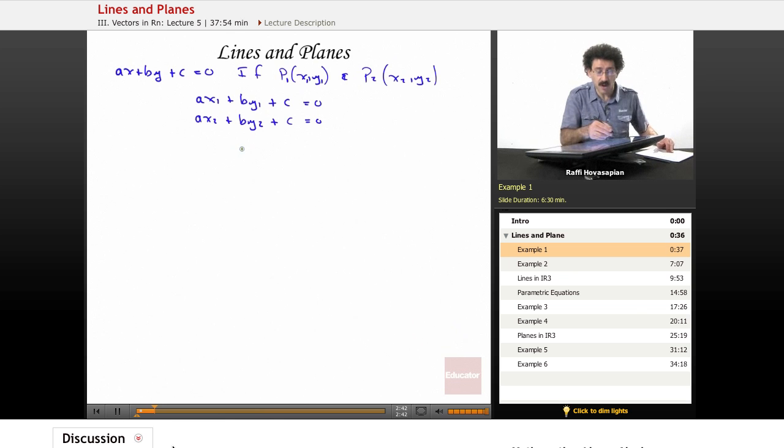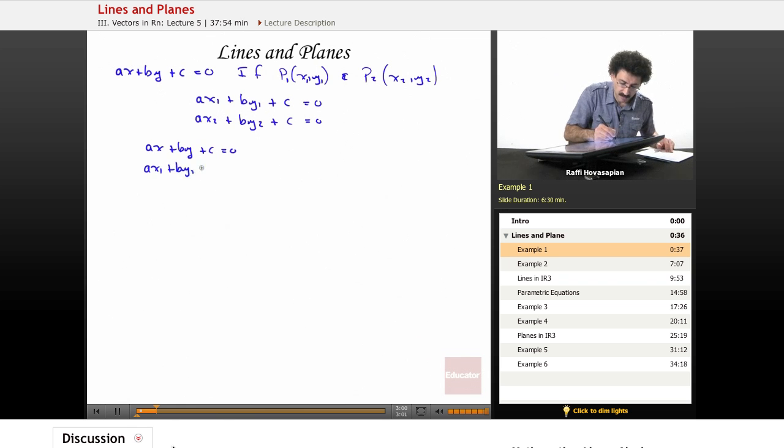Well, let's write all three. Let's write the generic version and these one on top of the other. So we have ax plus by plus c equals 0, ax1 plus by1 plus c equals 0, ax2 plus by2 plus c equals 0. And now take a look at this. This is a system. We have 3 equations. We have 2 unknowns, x and y.